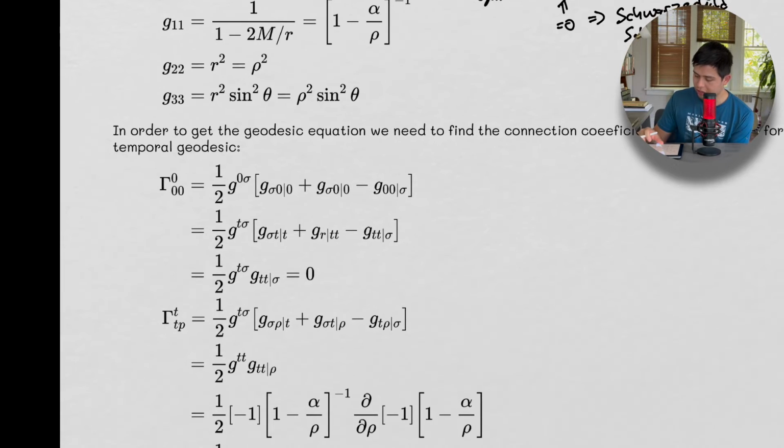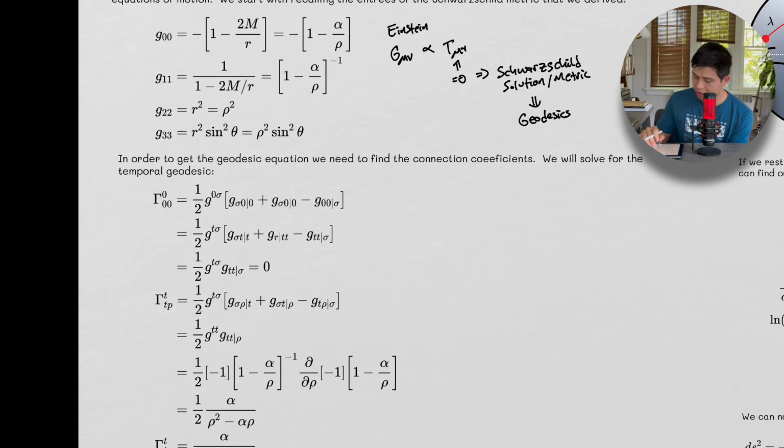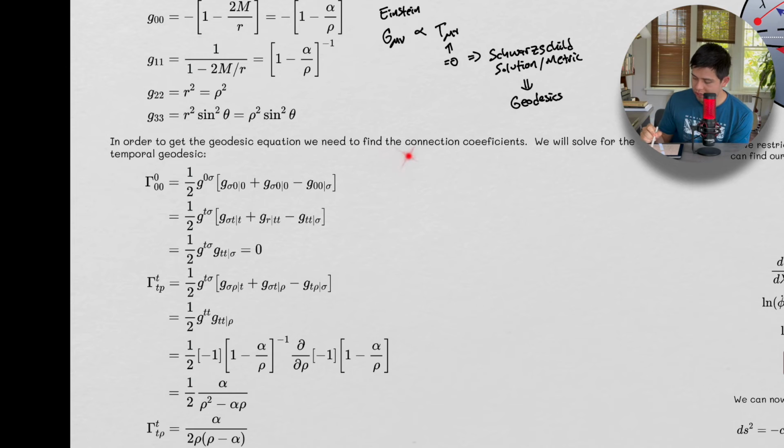In order to get the geodesic equations, we need to find the connection coefficients, and we will solve for the temporal geodesics just as an example, and then I'm going to do a little bit of hand waving and say you can use the same exact method to find the other geodesic equations associated with the other entries of the metric, right?